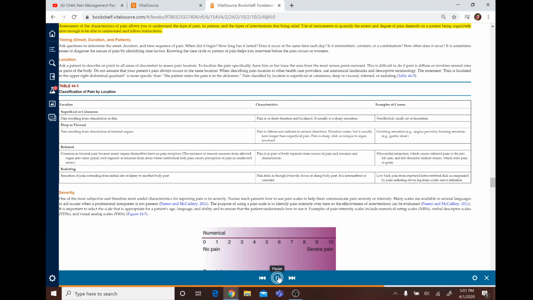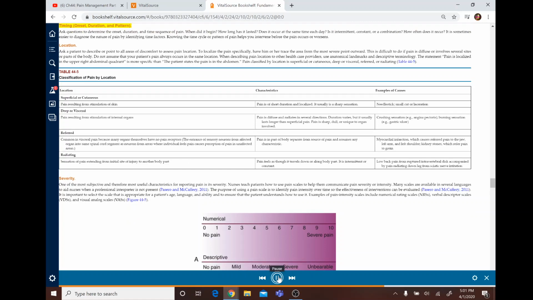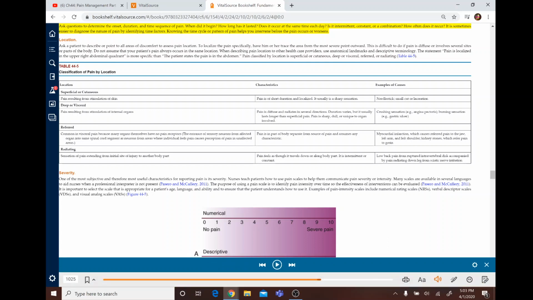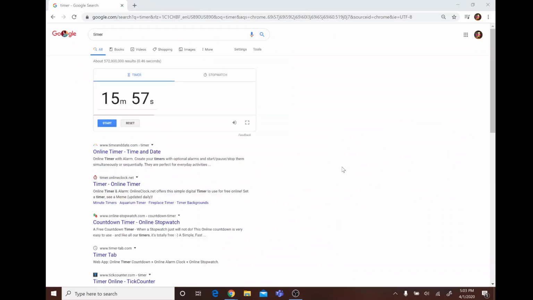Use of instruments to quantify the extent and degree of pain depends on a patient being cognitively alert enough to be able to understand and follow instructions. Timing, onset, duration, and pattern. Ask questions to determine the onset, duration, and time sequence of pain. When did it begin? How long has it lasted? Does it occur at the same time each day? Is it intermittent, constant, or a combination? How often does it recur?